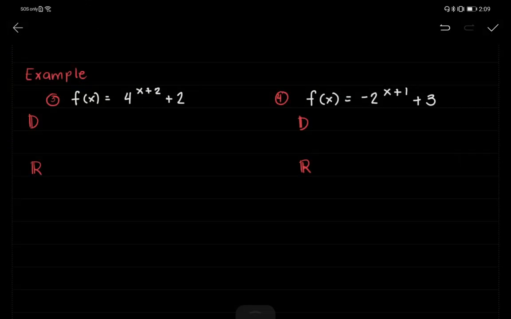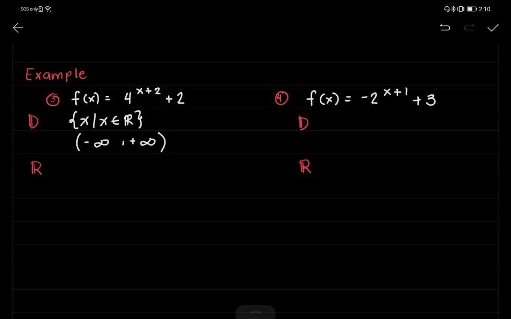Okay, so let us have here another example on how to find the domain and the range. So we have here two given exponential functions. f of x is equal to 4 raised to x plus 2, plus 2, and f of x is equal to negative 2 raised to x plus 1, plus 3. So in this case, our domain, we know that the answer is x is an element of all real numbers.